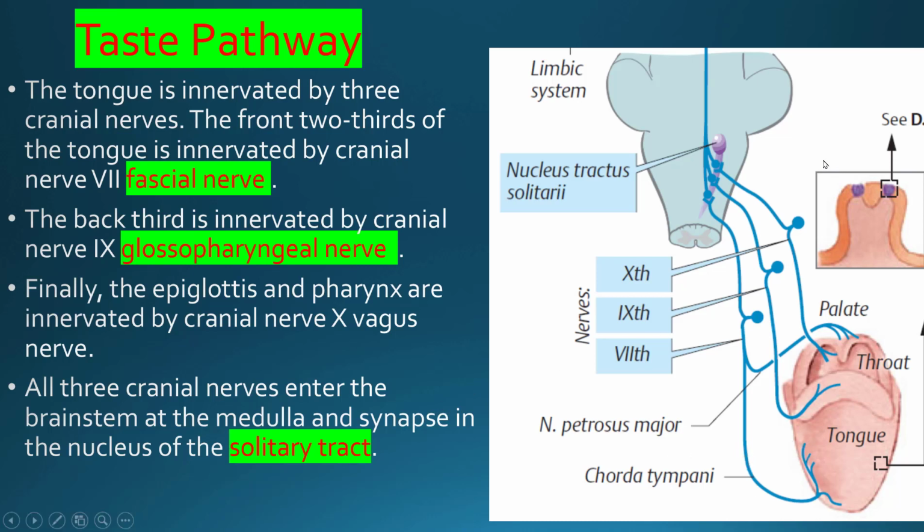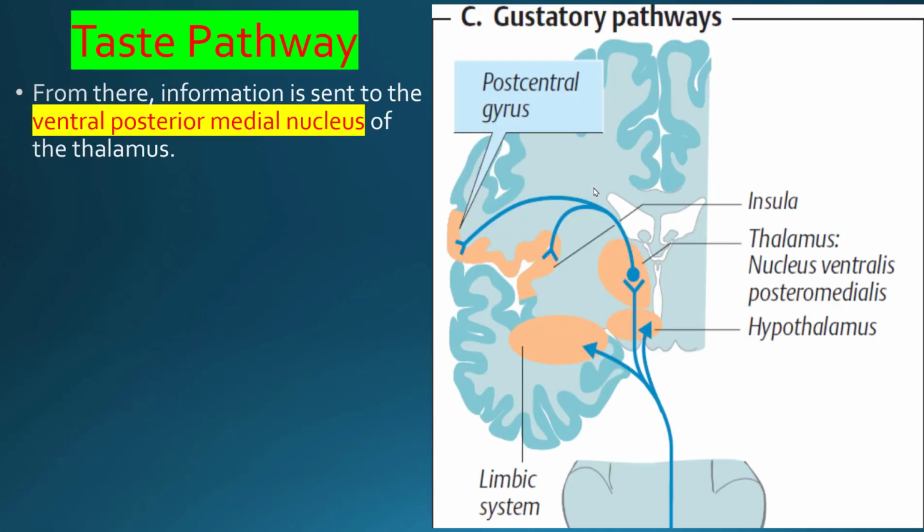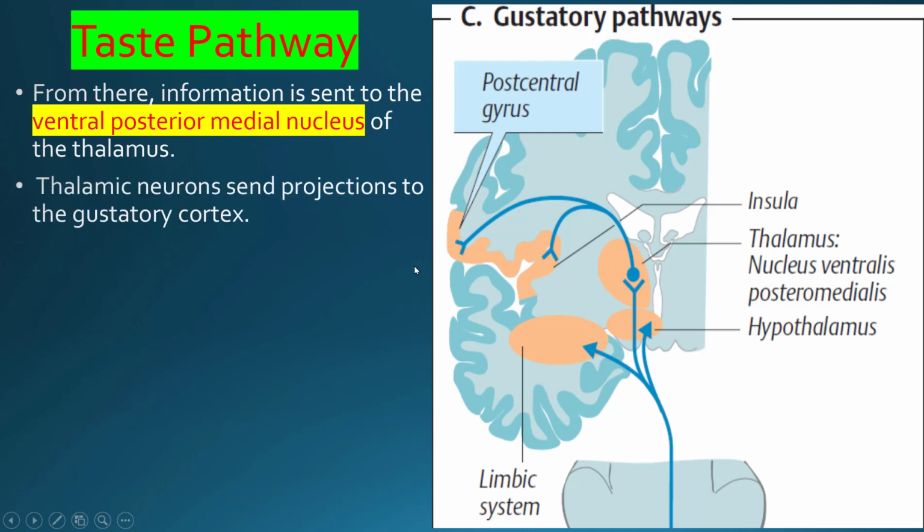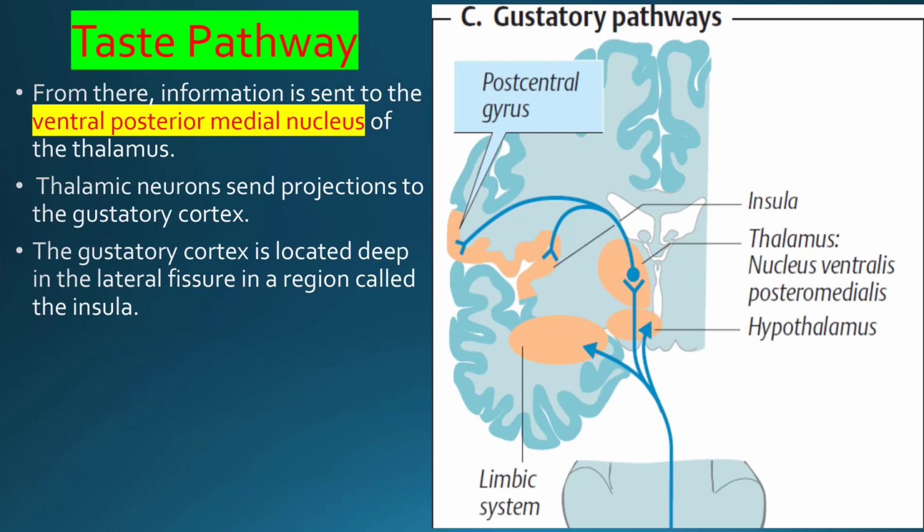All 3 cranial nerves enter the brainstem at the medulla and synapse in the nucleus of the solitary tract. You can see all 3 nerves then enter into the medulla, and here is the solitary tract and they synapse there. From there, information is sent to the ventral posterior medial nucleus of the thalamus. So this tract, which originates from the tractus solitarius, sends impulses to the ventral posterior medial nucleus of the thalamus. Thalamic neurons send projections to the gustatory cortex.